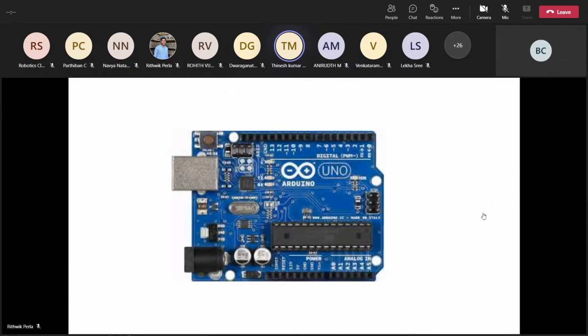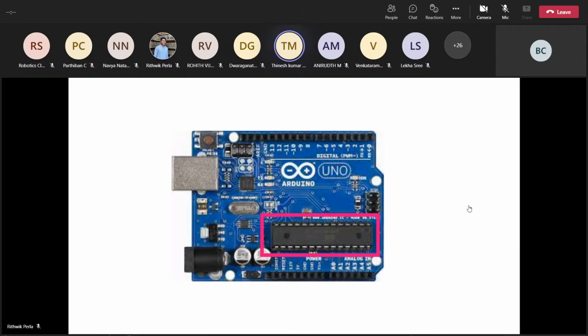And see, we'll take an example, Arduino Uno. See, this is the microcontroller. The microcontroller used here is ATmega328P, manufactured by Atmel. The whole board is the development board. We usually call this whole board the microcontroller.